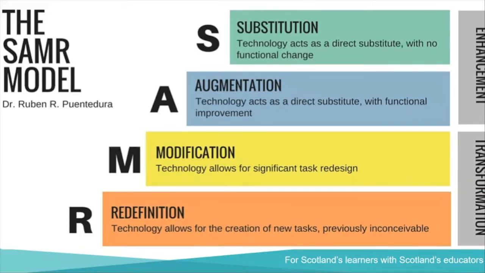Modification. Technology allows for significant task redesign. So actually the pupils could record themselves narrating the poem and then create some kind of ebook, for example, where they've got information about how they created the poem, any background research, and photographs and videos if they want. Redefinition. Technology allows for the creation of a new task previously inconceivable. So they could use green screen technology and transport themselves anywhere in the world that reflects what their poem was about. I will show you some more examples of the SAMR model in the next few slides.